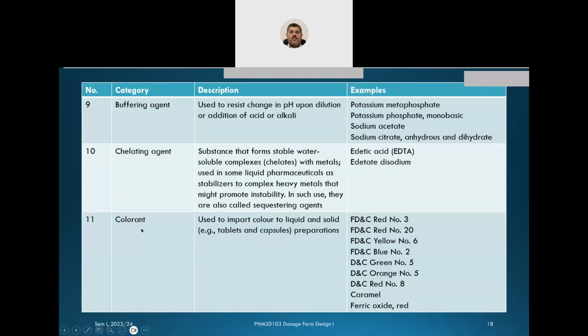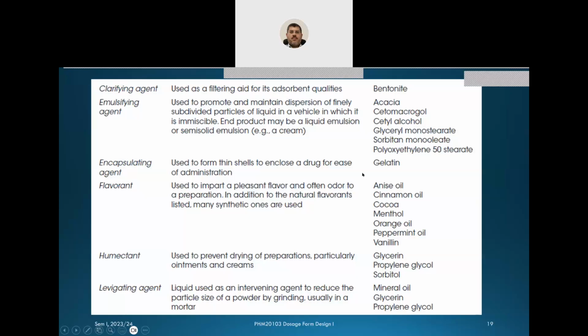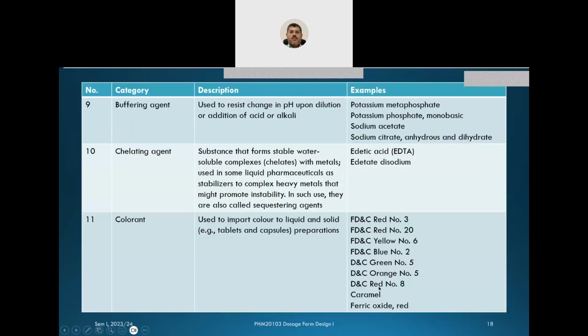We can use some coloring agents or colorants to impart a color, whether to the liquid or the solid. Okay, so they can be added to syrups, to solutions, to improve the appearance. They can also be included in the coat of tablets. They can be in the shell material of capsules to give them the required color. And there are a lot of coloring materials that have different colors. Sometimes they can be used alone or can be mixed together to give a certain color grade.